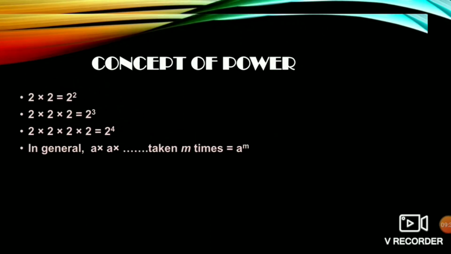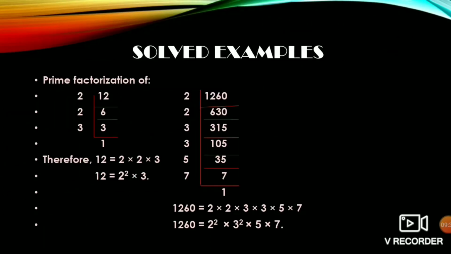Now let us discuss some more examples of prime factorization. In prime factorization, only prime numbers are taken as divisors, and that too in a way that they exactly divide the number. If they are not exactly dividing the number, we shall take the next prime number. So here we have shown the prime factorization of numbers 12 and 1260. First we shall discuss number 12.